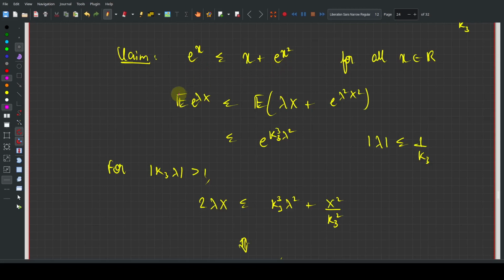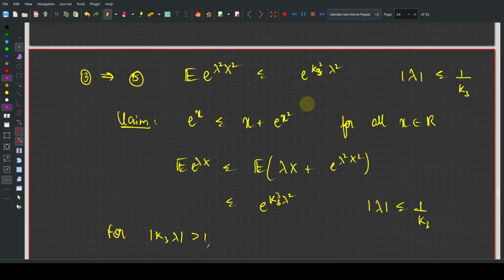And if you use this, then the expected value of e to the lambda x is less than or equal to the expected value of lambda x plus e to the lambda square x square. This is what we showed. Since x is a zero mean random variable, the first term is 0. And the second term, from the bound we have over here, is less than or equal to e to the k3 square lambda square. Right? So we have this bound only for lambda being sufficiently small. And we want a general bound on the expected value of e to the lambda x for all lambda.